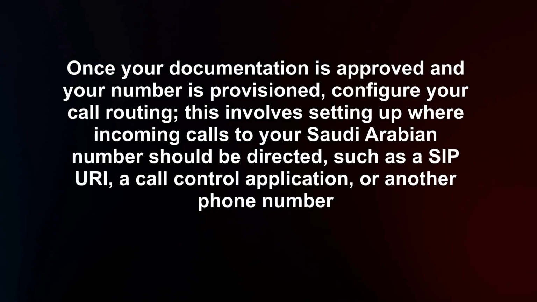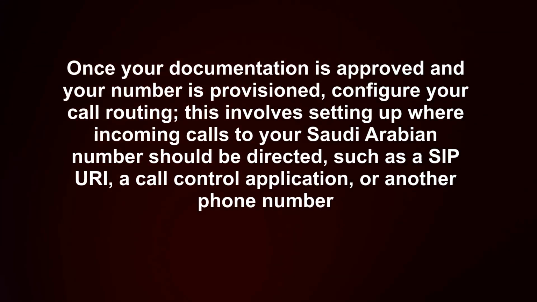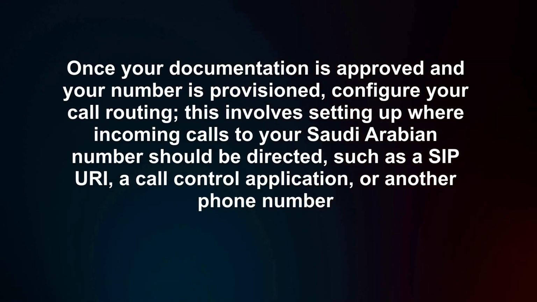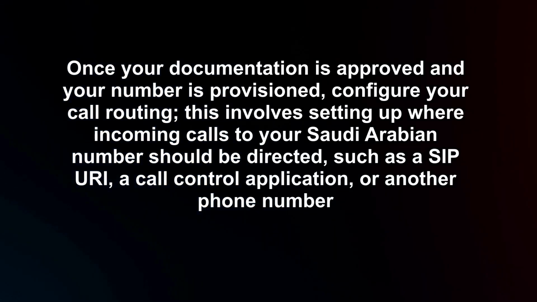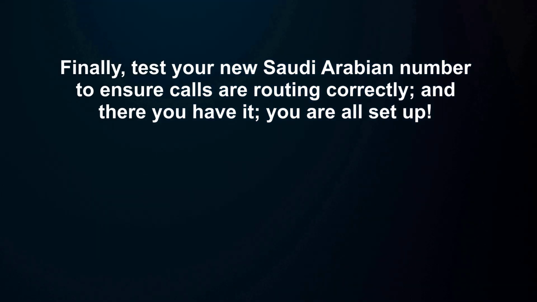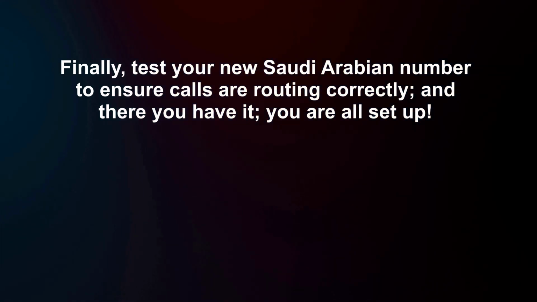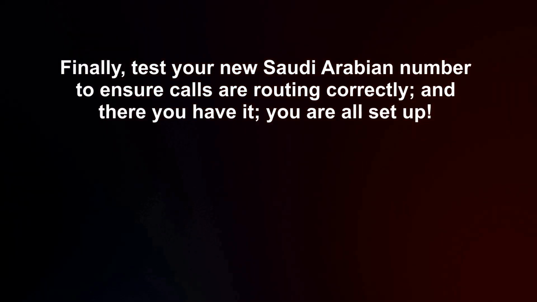Once your documentation is approved and your number is provisioned, configure your call routing. This involves setting up where incoming calls to your Saudi Arabian number should be directed, such as a SIP URI, a call control application, or another phone number. Finally, test your new Saudi Arabian number to ensure calls are routing correctly. And there you have it, you are all set up.